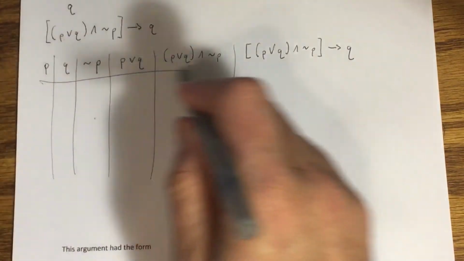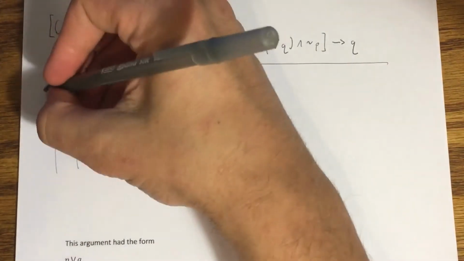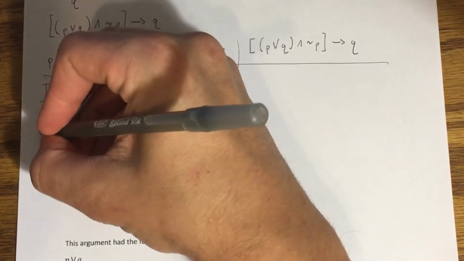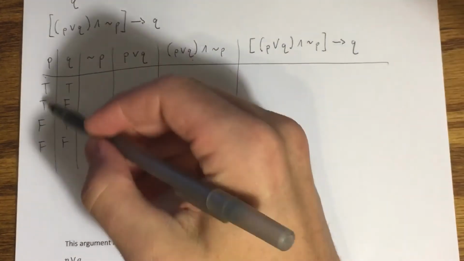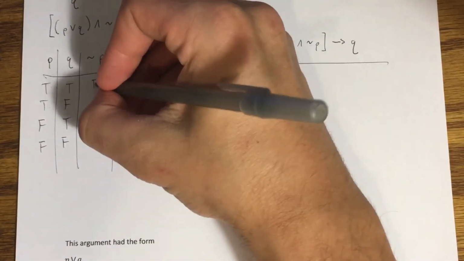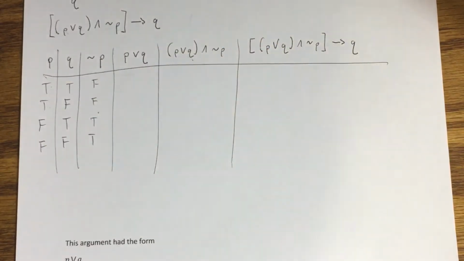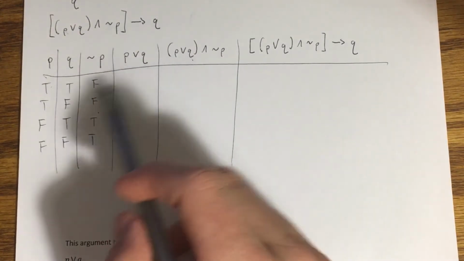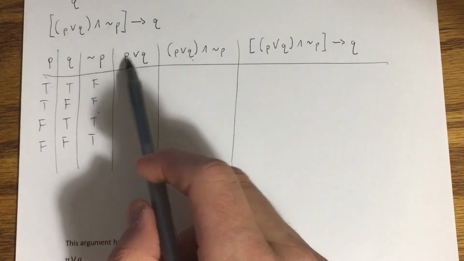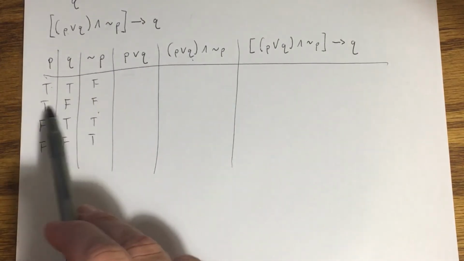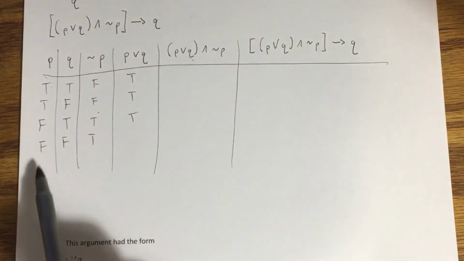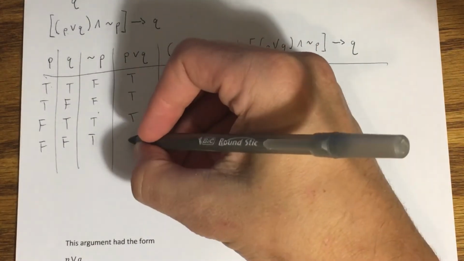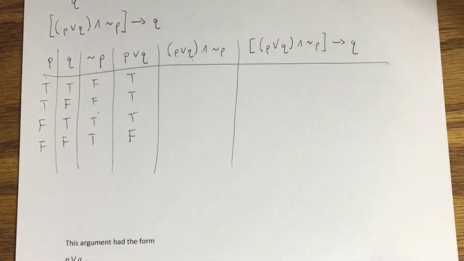Here we go. All right, first two columns are always the same. True, true, true, false, false, true, false, false. Next up, I have a not P. So take the opposite of these truth values here. False, false, true, true. Now we have a disjunction, P or Q. Remember, these are going to be true anytime at least one of your truth values in these component statements is true. And if you notice, in the first three rows, I have a true showing up somewhere. So true, true, true. In the last row, I have a false in both positions, so that's going to give me a false there.